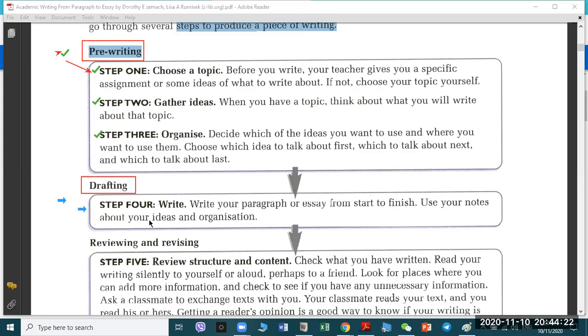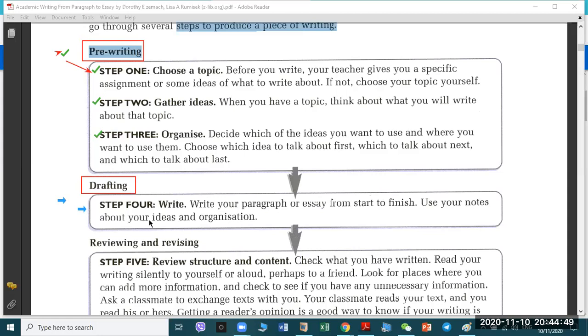After you wrote down everything, after you finished writing, so comes the last 2 steps. The last 2 steps, okay. The last 2 steps are step number 5 and step number 6. Step number 5 asks you to revise, review structure and content.